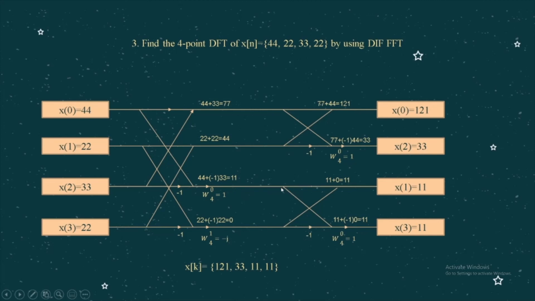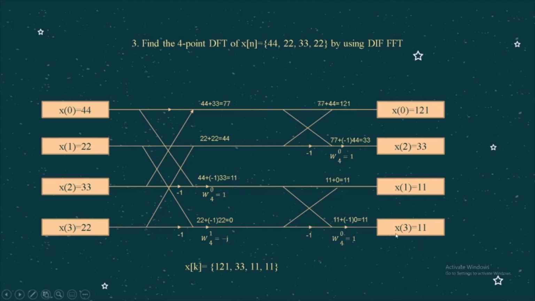And 11 plus 0 equal to 11. And lastly, 11 plus 0 times negative 1 equal to 11. So, as a result, x of 0 equal to 121, x of 2 equal to 33, and x of 1 equal to 11, and x of 3 also equal to 11.